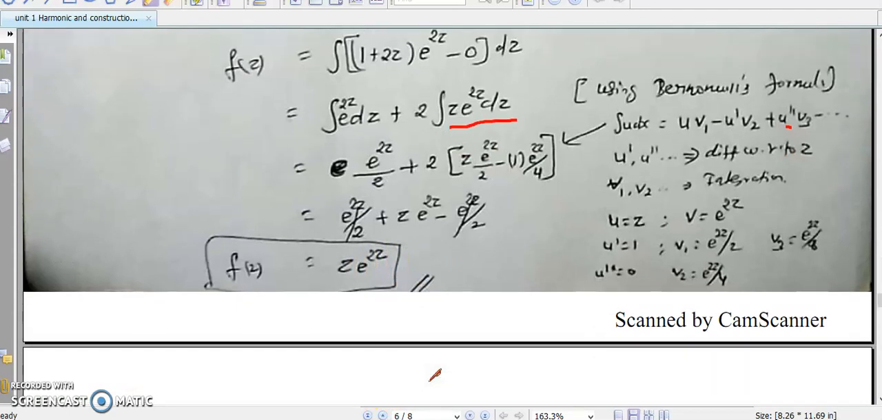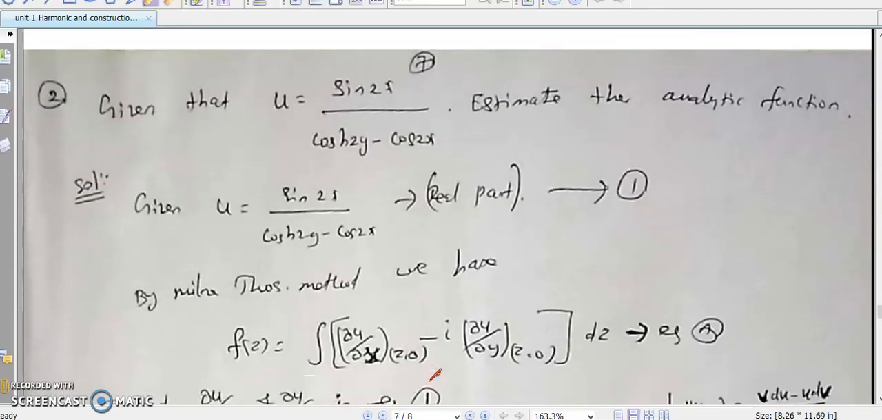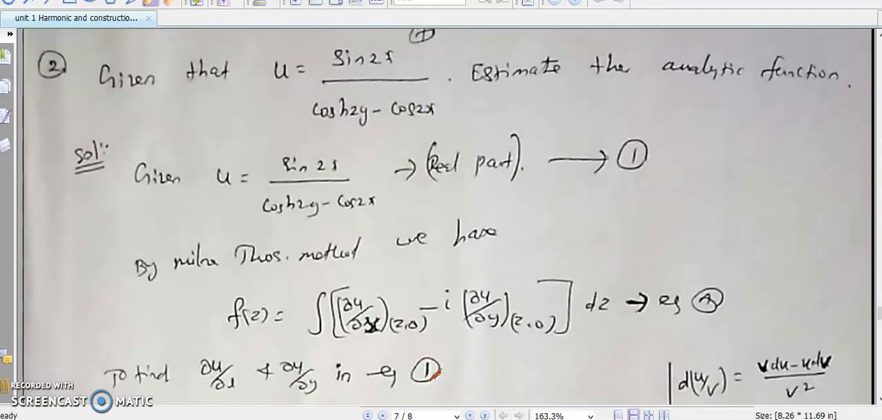So that was problem number 1. Next, problem number 2. These are very important 13 mark questions. Given that u equal to sin 2x divided by cos h 2y minus cos 2x, estimate the analytic function or construct the analytic function. Okay, so u equal to, that is the real part is given. So next, by using Milne-Thomson method, we have these formulas. Already I told how to remember this formula. f dash of z equal to, we get the formula for this.